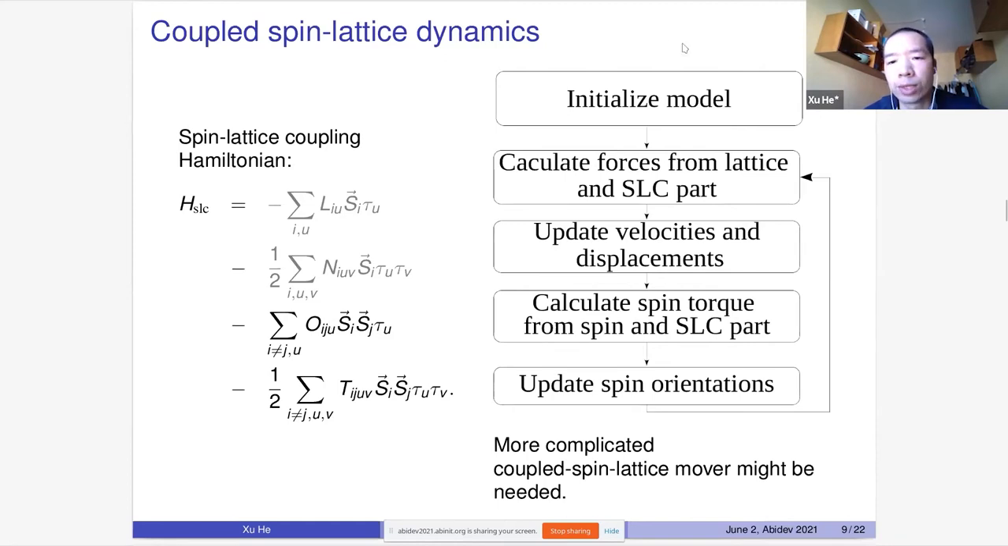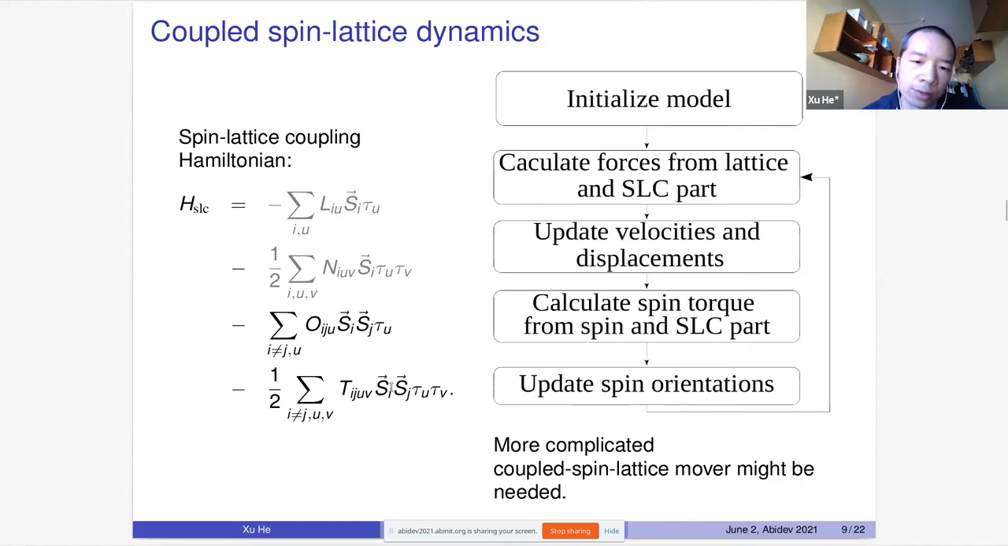Then with this, we could first calculate the forces from the lattice part and this part. Then we can update the velocities and displacement. Then we could calculate the spin torques from this as well. We add that to the spin torque from the pure spin part. Then we could update the spin orientation using the spin motion equation. This is what we do now, but it's possible that we need a more complicated coupled spin-lattice mover, which might be better for preserving the energy or something else.